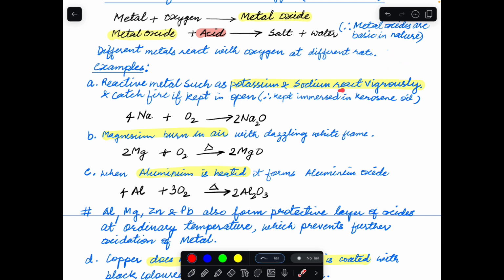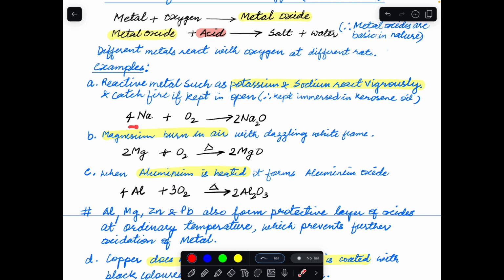They react vigorously, and the reaction is so fast and violent that the metal will catch fire if we keep it in open air. That is, it will react with atmospheric oxygen at normal temperature without heating, without doing anything. And therefore potassium and sodium metal are always kept immersed in kerosene oil, so that they do not come in contact with oxygen. Here kerosene oil is acting as a barrier between the metal and atmospheric oxygen.